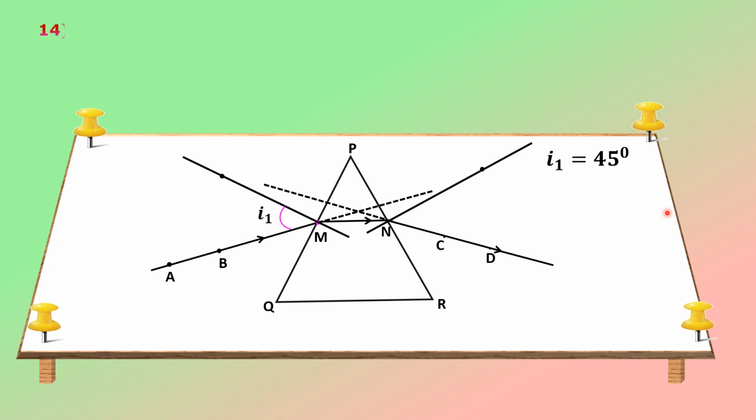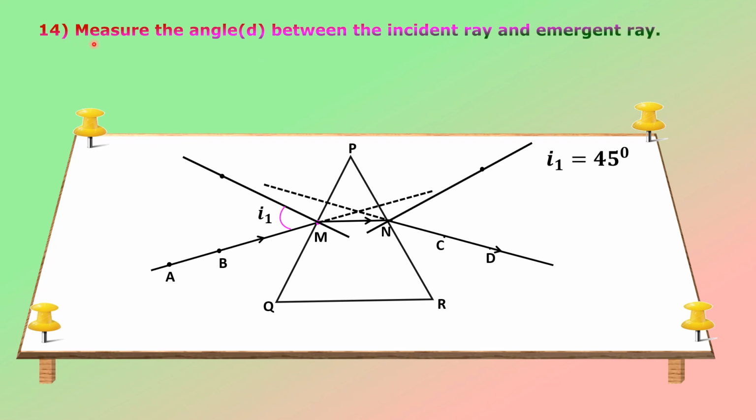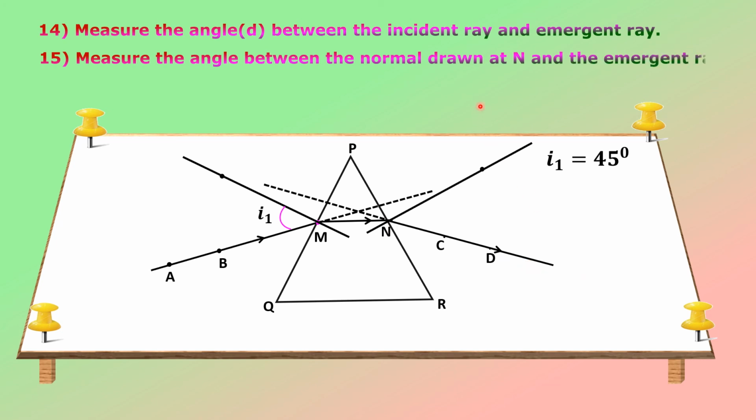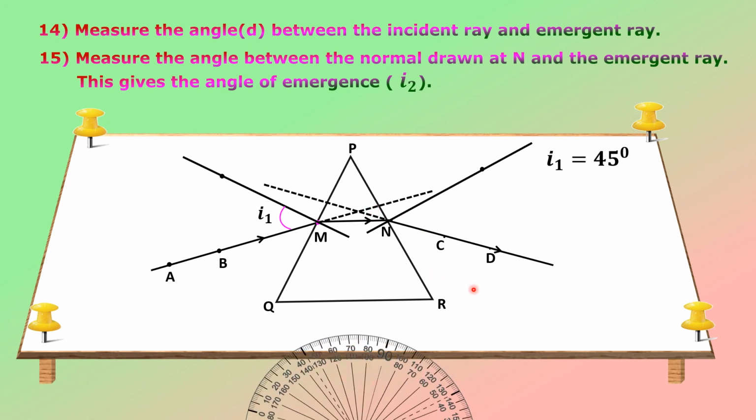Now I will measure the angle of deviation D here and the angle of emergence here. Measure the angle between the incident ray and emergent ray, that gives the angle of deviation, and measure the angle between the normal and the emergent ray. This is the normal drawn at N and this is the emergent ray, and this gives the angle of emergence. Here is the angle of deviation that I am going to measure by using a protractor.